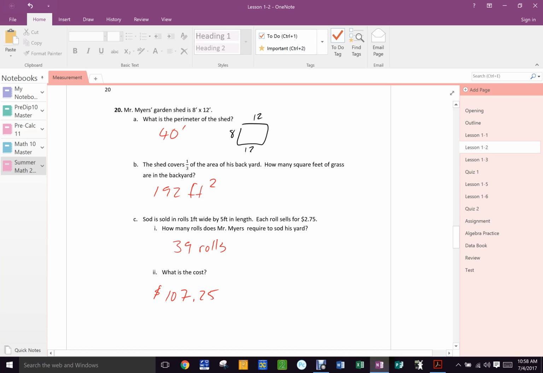It's 8 by 12, so I got to have them both to get 40 feet. This one's a little tricky. If the shed is 96 feet squared, that's 1/3 of my backyard. So that means that times 3 is my whole backyard, yes? Right? So 96 times 3 is what?